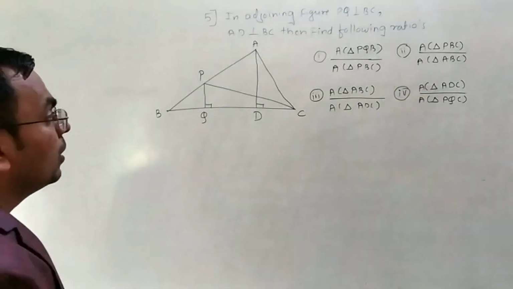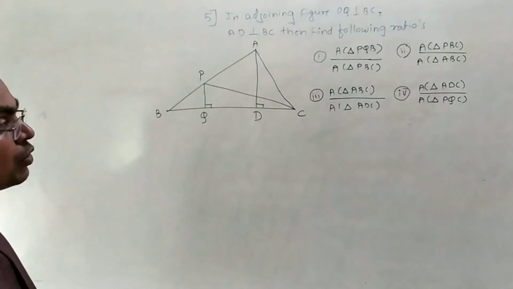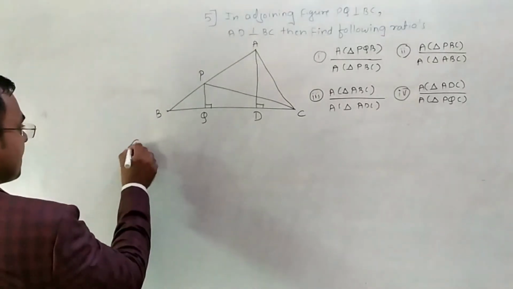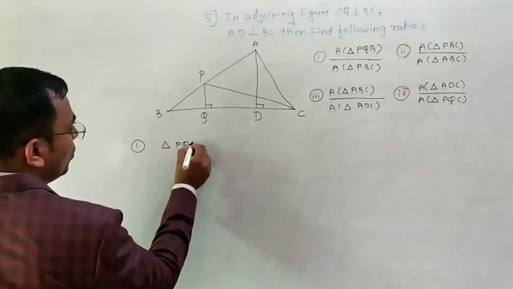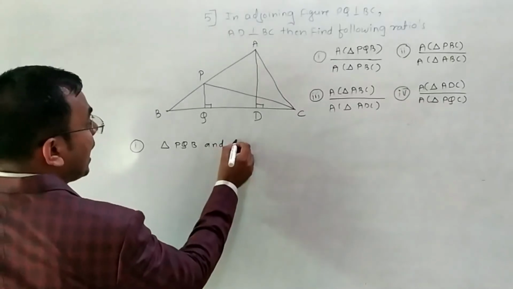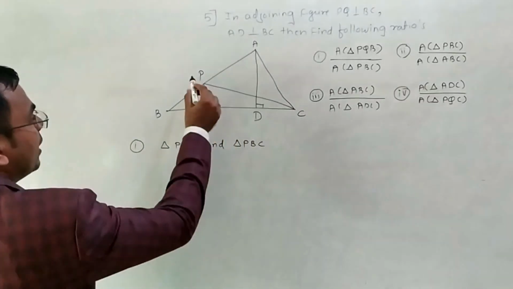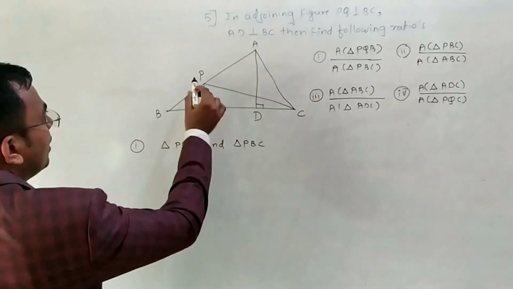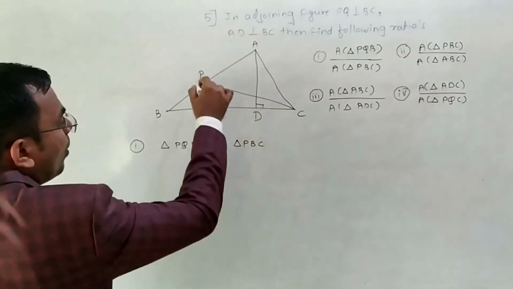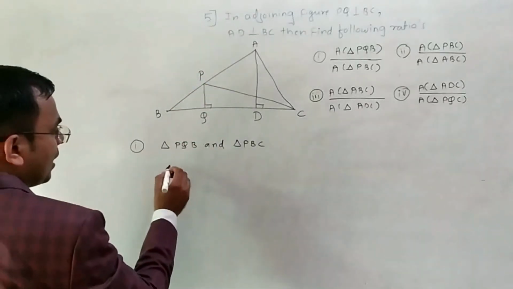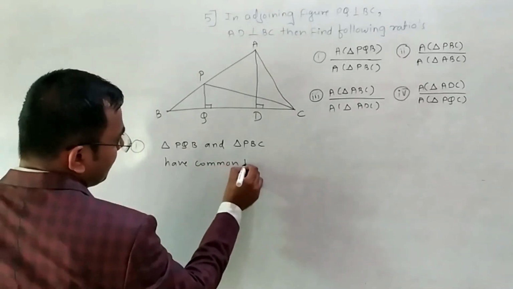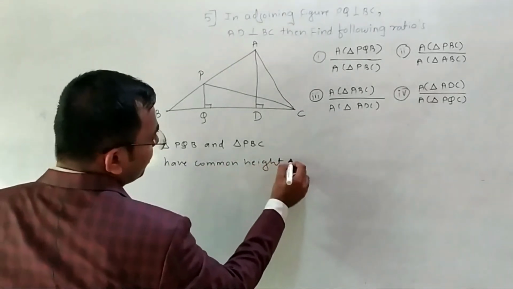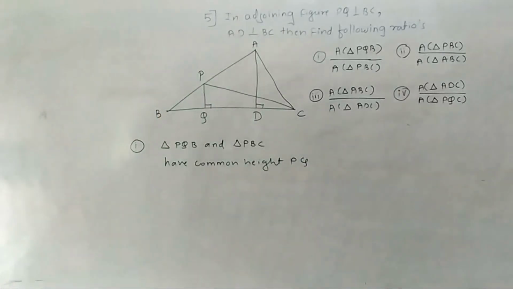Now we will solve question number 5, sub-question number 1. Here triangle PQB and triangle PBC have common height PQ, and we know that property number 2 applies, by condition 1.